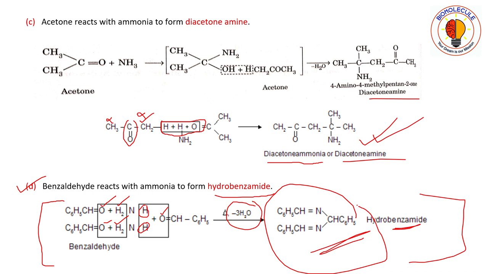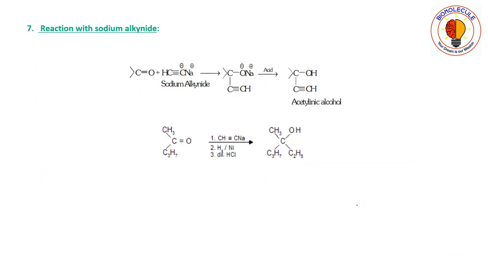Okay, so now reaction with sodium alkynide. So what are sodium alkynides? It is nothing, just the alkynic derivative of sodium. Okay, see here, sodium is always positive charge, so this one will be negative charge. If we see acetylene, okay, this is acetylene.